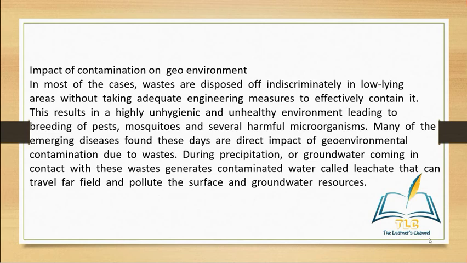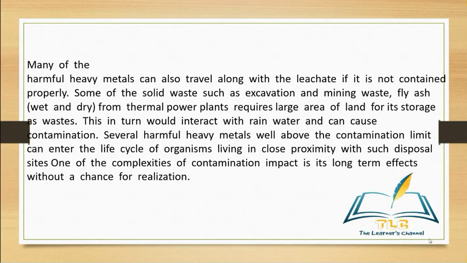During precipitation, or groundwater coming in contact with these wastes, generates contaminated water called leachate that can travel far afield and pollute the surface and groundwater resources. Many of the harmful heavy metals can also travel along with the leachate.